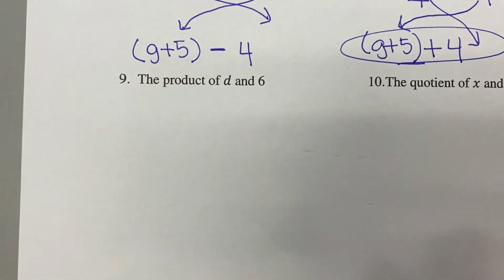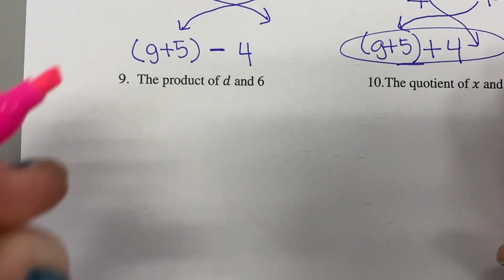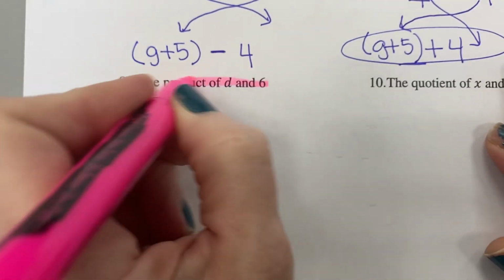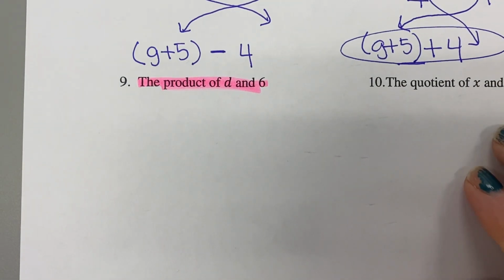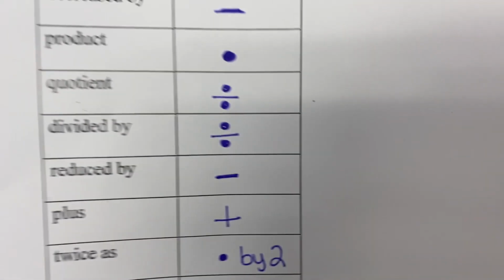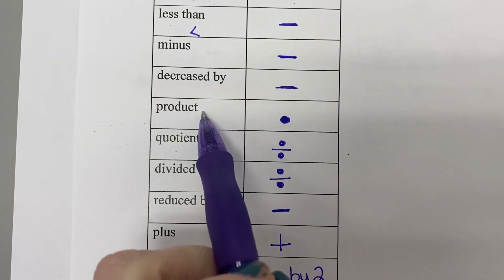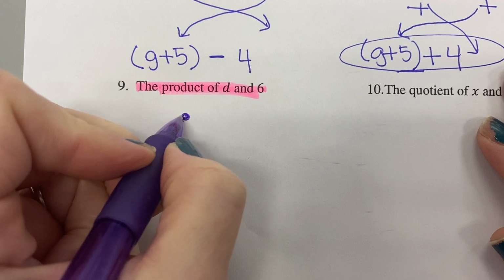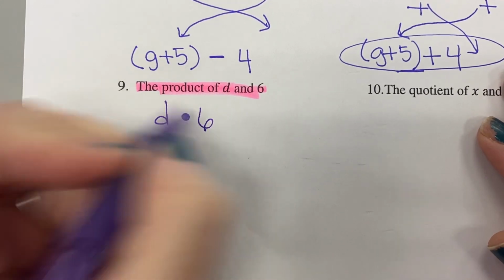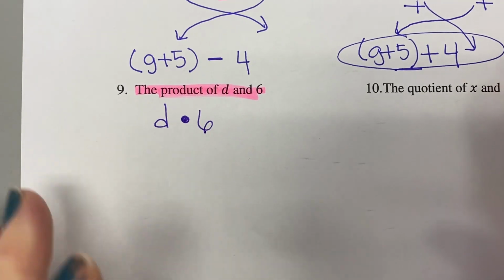The product of D and 6. Well, product means times. So product of D and 6. Now here's something interesting about this.